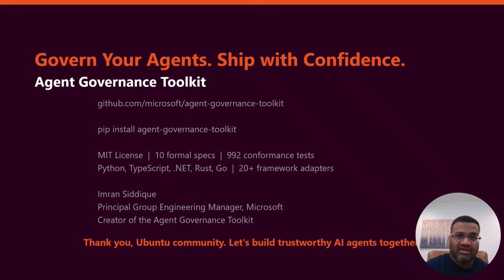And thank you for your time today. Let me leave you with three things. First, the problem is real. AI agents are going to production, and prompt-based safety is demonstrably insufficient. Second, the solution exists. AGT provides deterministic sub-millisecond policy enforcement with zero trust identity, tamper-evident audit, and full OWASP coverage. It is open source, MIT license, and runs beautifully on Ubuntu.